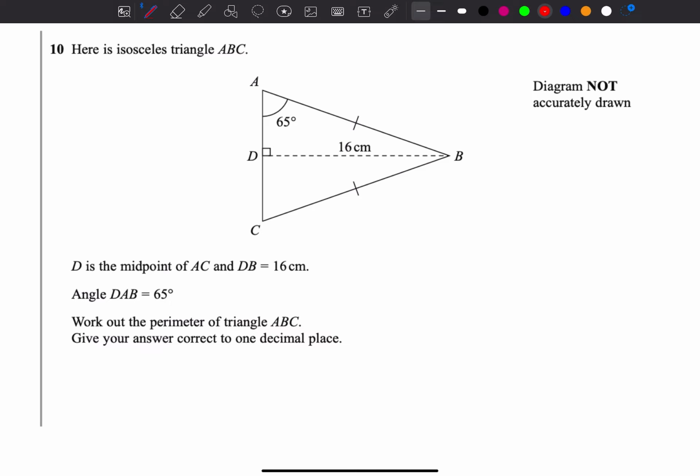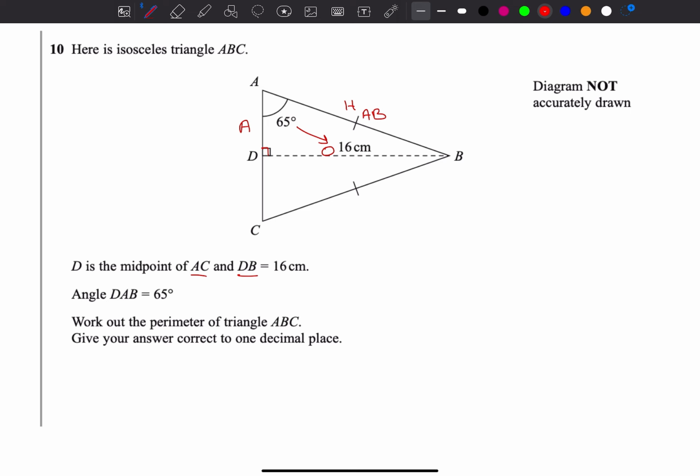So you know that D is the midpoint of AC and DB is 16. D to B is 16. Okay, they told you that. Using this, this is your hypotenuse, that's the opposite, that's the adjacent. You can work out the hypotenuse, which is AB.